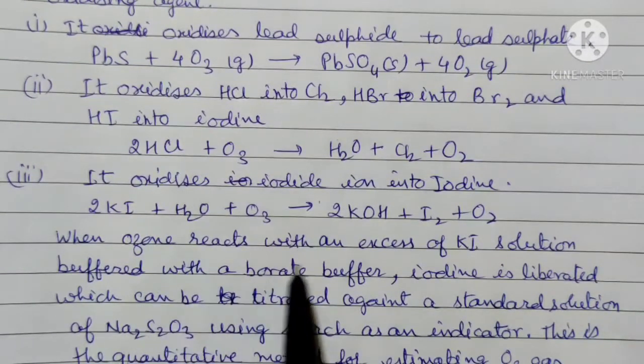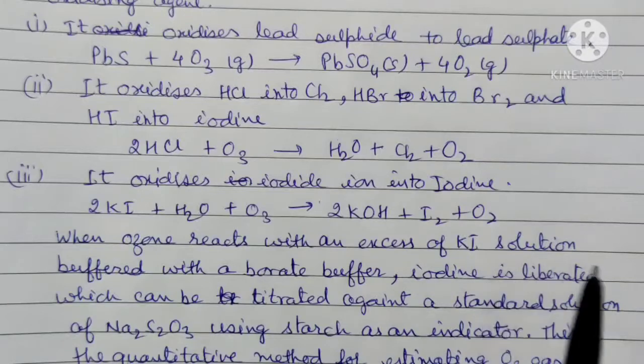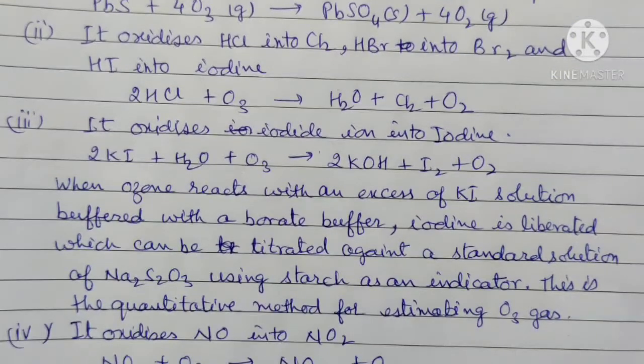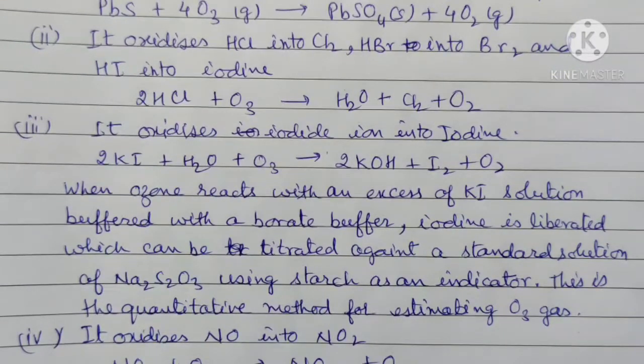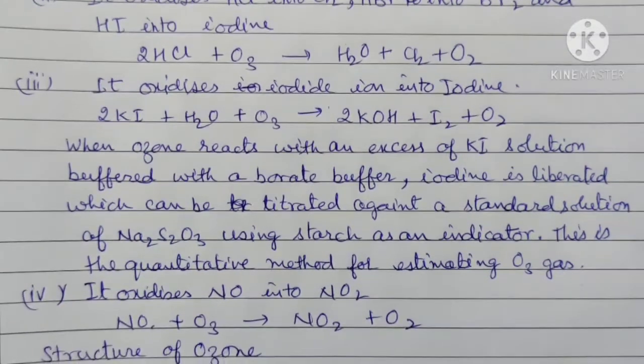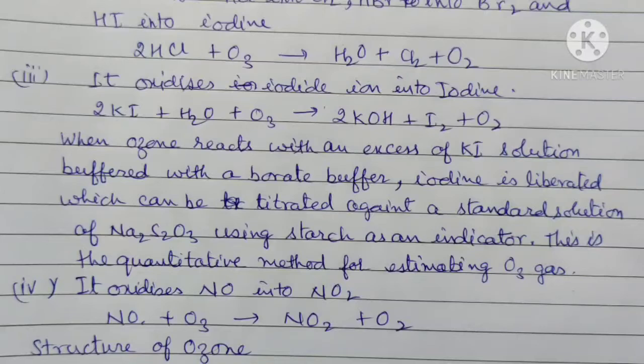When ozone reacts with an excess of potassium iodide solution buffered with borate buffer, iodine is liberated, which can be titrated against a standard solution of sodium thiosulfate, which is called hypo solution, using starch as an indicator. This is the quantitative method for estimating ozone gas. So in this way we get the oxidation of iodide into iodine.